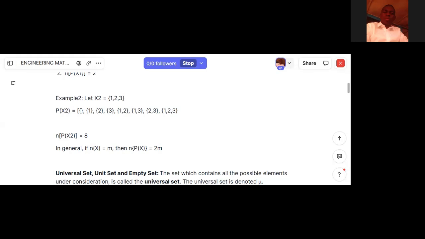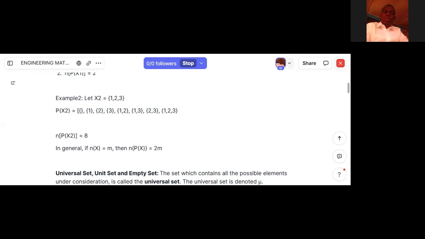So in this case, we have 3 elements for set x2. That makes it 2 raised to the power of 3. That gives us 8. All right, we can see that this coincides with the number of subsets when you count literally. It gives 8 subsets.